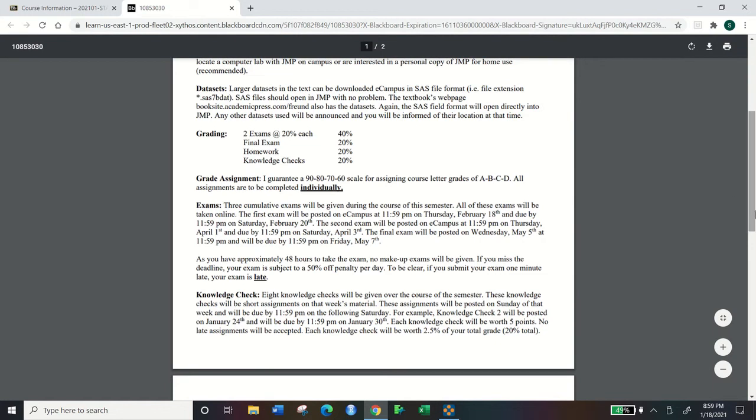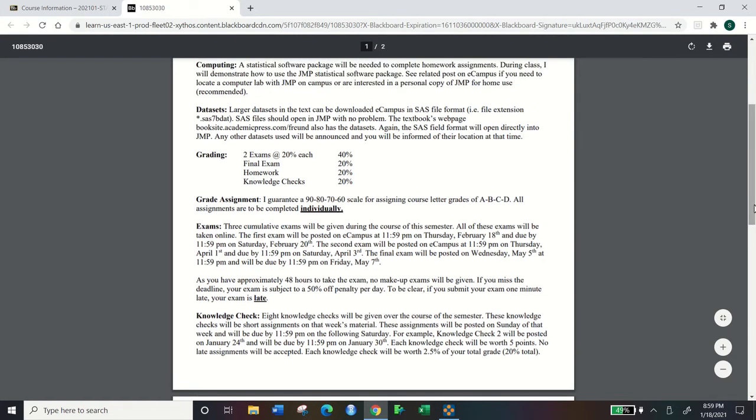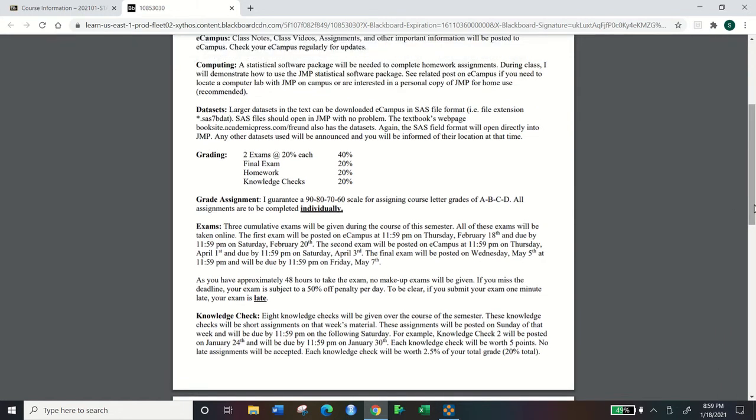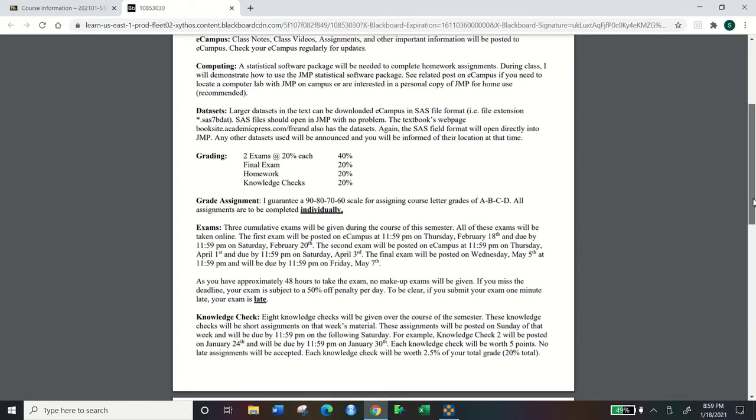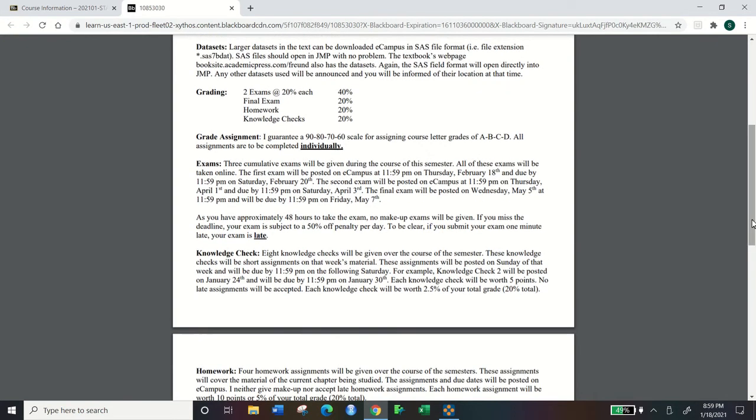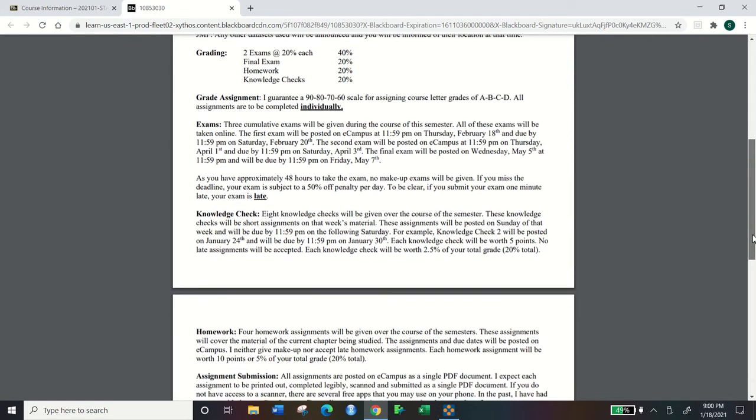Under computing, we do talk about JMP. JMP is pronounced JUMP, and you will need to get this installed on your computer for this course. The process for doing that is under course information, and we'll examine that more carefully as we reach it. Data sets, I do have a file folder under course information, course content with the data sets we use in this course, and we can address that more when we look at that folder.